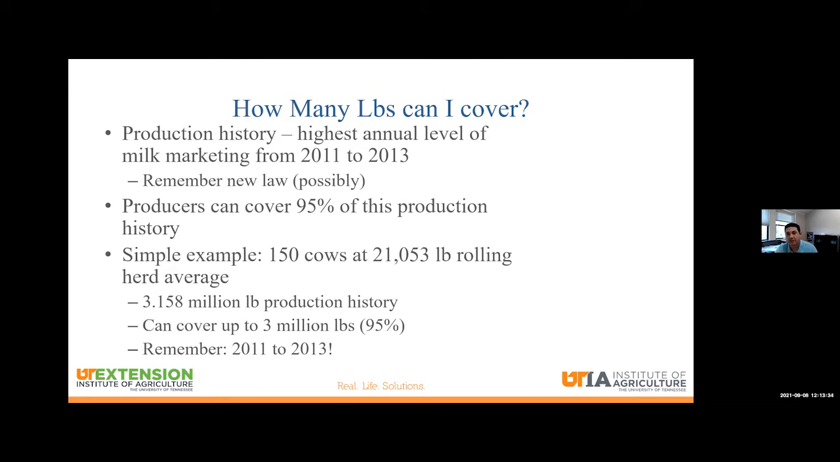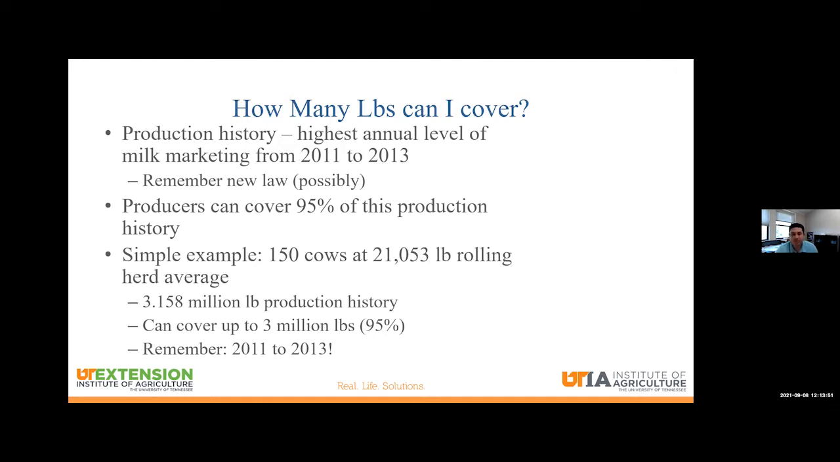There's certain things that I've heard from the Hill that they might move it. I won't say explicitly just because it's coming from DC, and sometimes those things are fluid and I don't really want to put a fact out there that turns out not to be a fact. Producers can cover up to 95% of their production history.